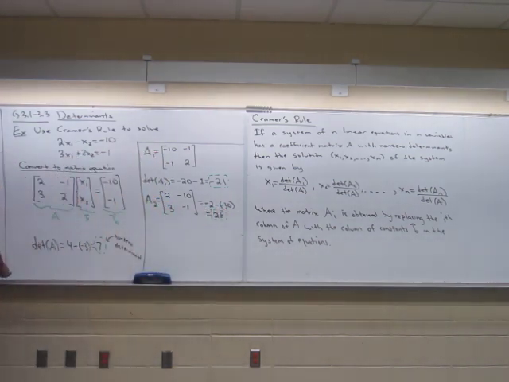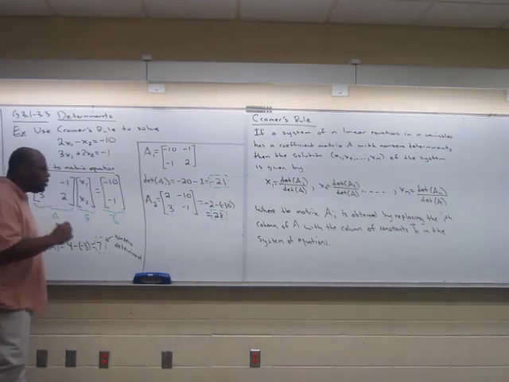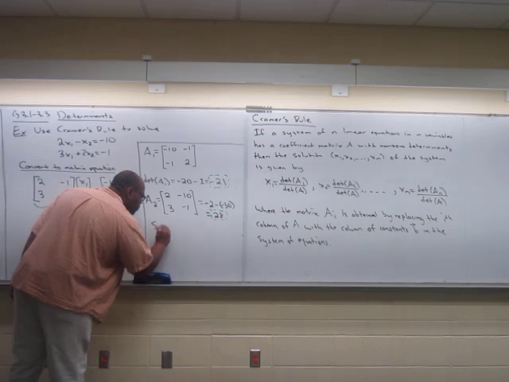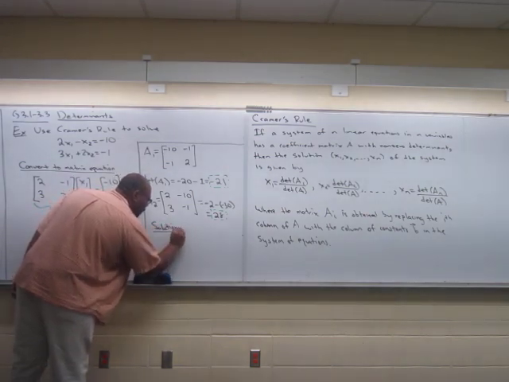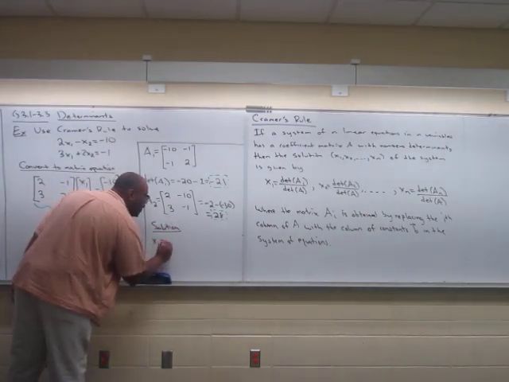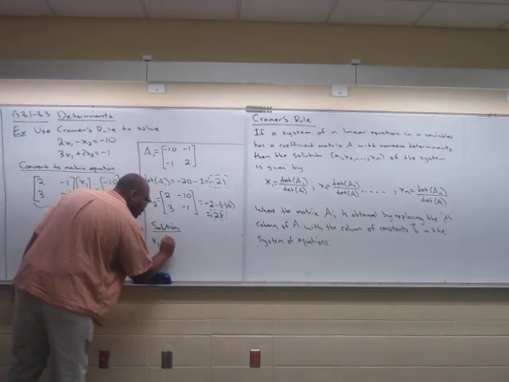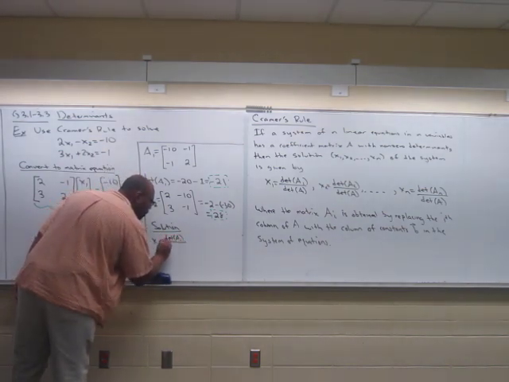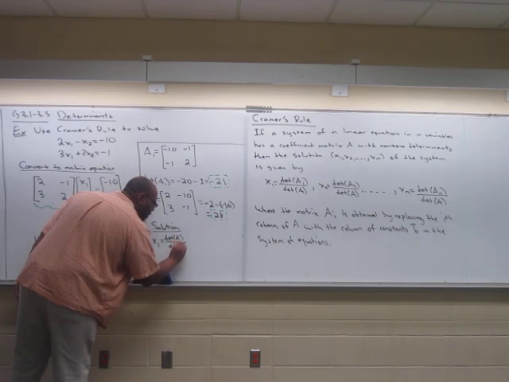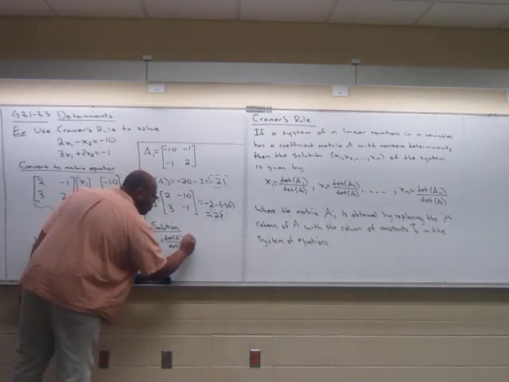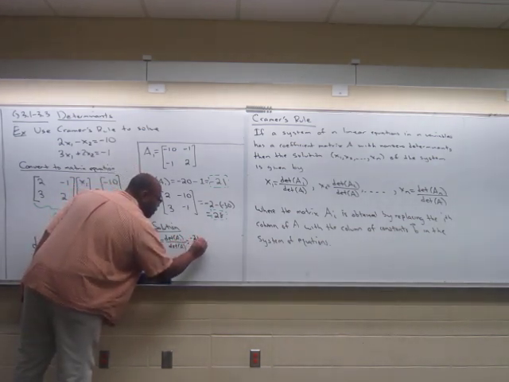Okay. Now Cramer's rule says this. So my solution: x1 is going to be equal to the determinant of A1 over the determinant of A, which in this case is -21 divided by 7, which is -3.